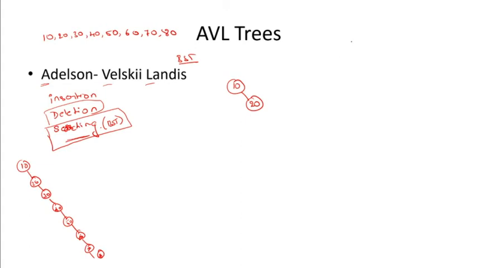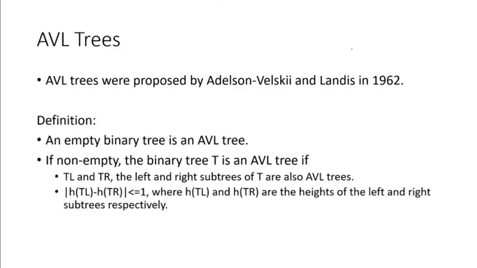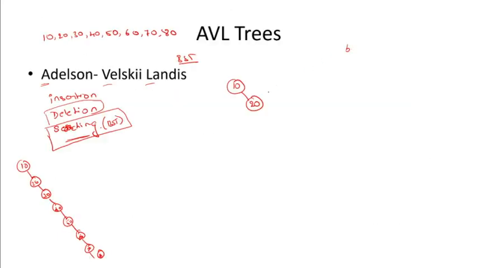Okay, so what is the balance factor? Balance factor is nothing but the height available in the left subtree minus the height available in the right subtree. So balance factor is equal to height of nodes available in the left subtree minus height of the nodes available in the right subtree.